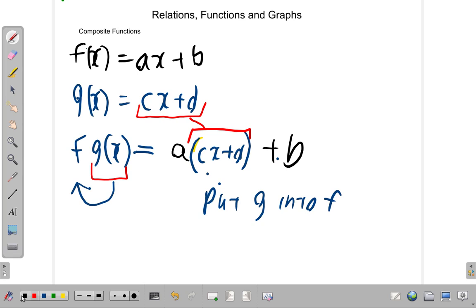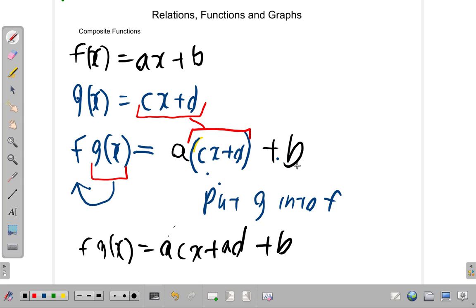Now, of course, we can multiply them out. Fg of x is equal to multiply a by c to get acx plus ad, and then plus b at the end, if you want to multiply them out like that. Alright? So this is one composite function.